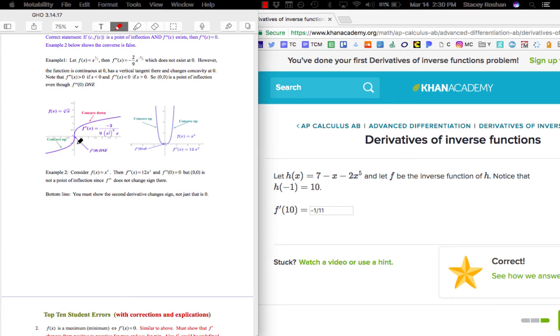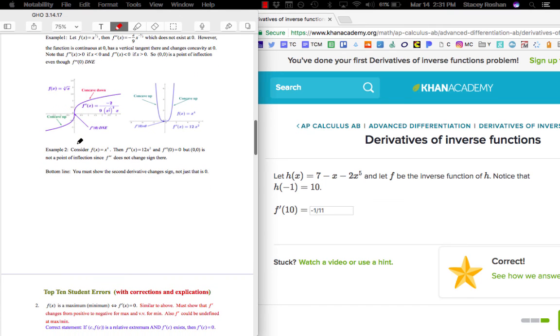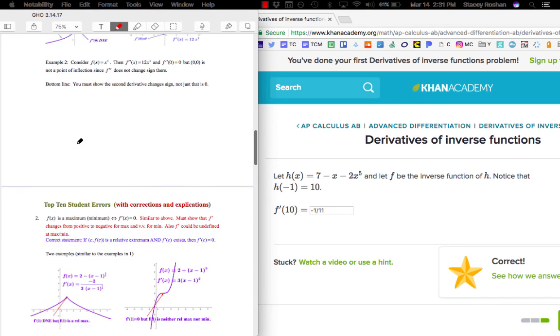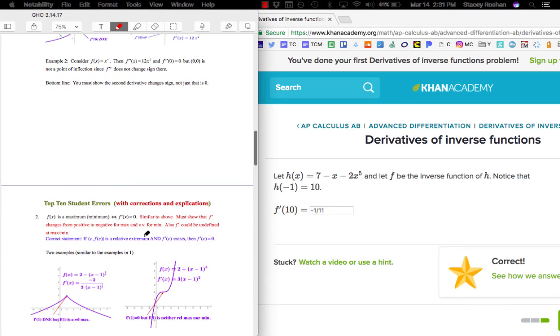Remember, that same type of thing holds true for a max or min. You must show that it changes sign, not simply that it equals 0, because otherwise it could just level out. The derivative equals 0 there, but it didn't change sign, so it wasn't a maximum or a minimum.